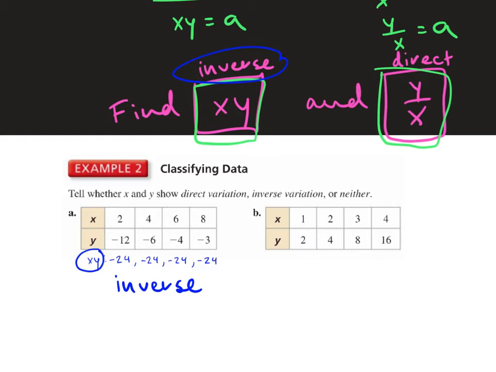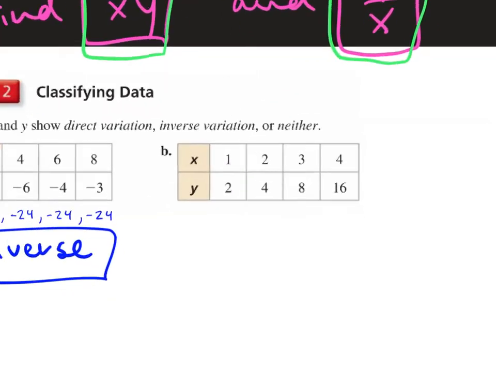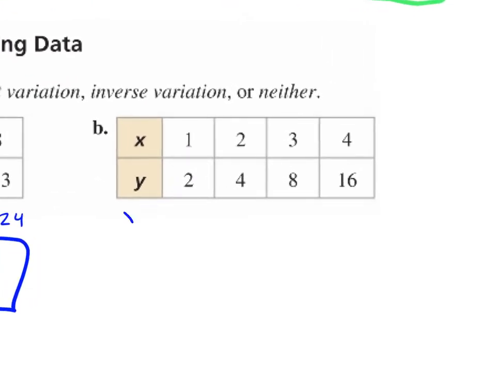If we didn't get a constant here, then we would have to divide them and check for direct variation, but you're not going to have inverse variation and direct variation, so once you get inverse, you don't even have to divide them. So you're looking for a constant number all the way through. So let's do B. First, we want to multiply them and see what we get. So it's 2 times 1, 2. 2 times 4, 8. 3 times 8, 24. And 4 times 16, 64. Is this a constant?